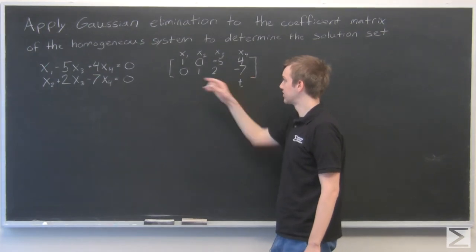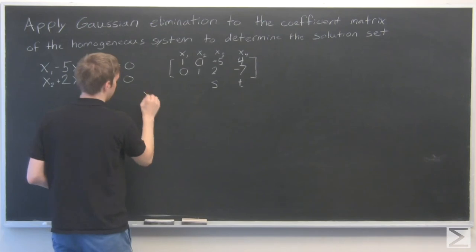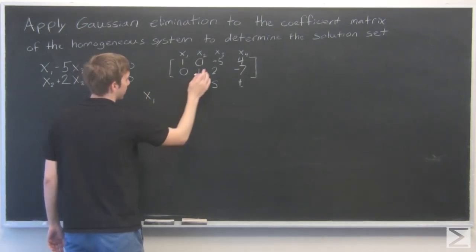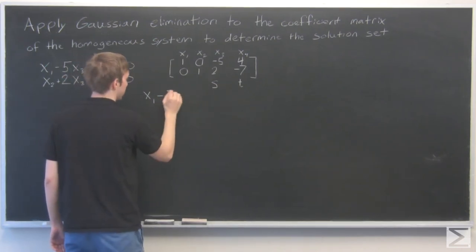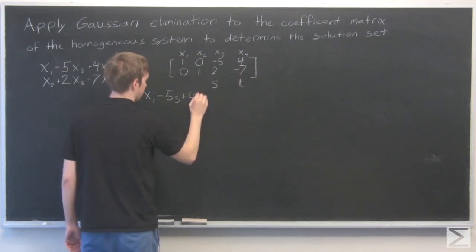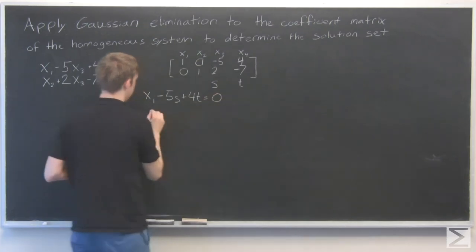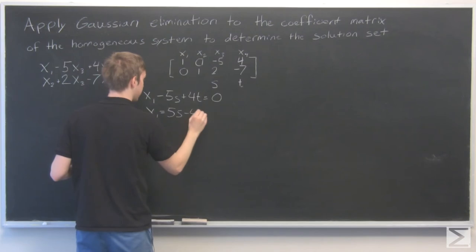So now reading this across, the first row becomes x1 minus 5s, because s is equal to x3, plus 4t is equal to 0. And from that, we can derive x1 is equal to 5s minus 4t.